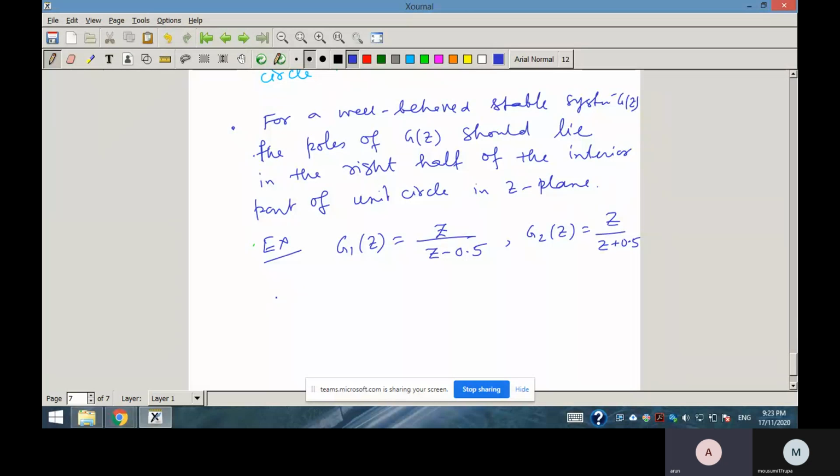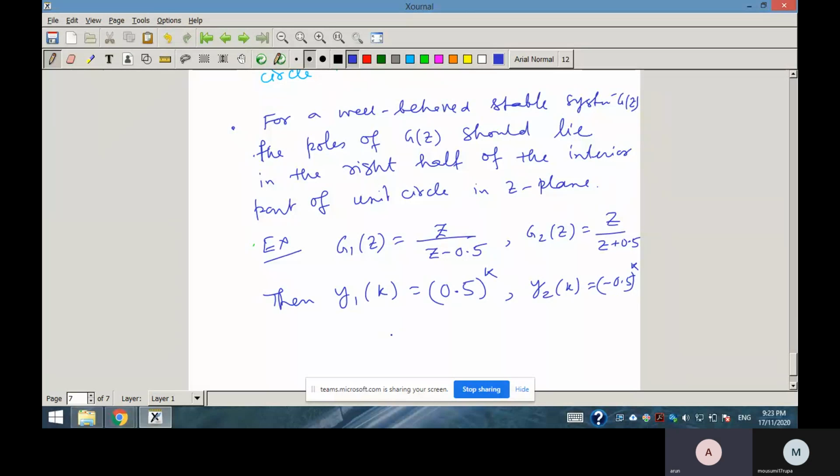So you can see here. Then what is here? y1(k) you can easily find. This is 0.5 to the power k. And what is your y2(k)? It is minus 0.5 to the power k.